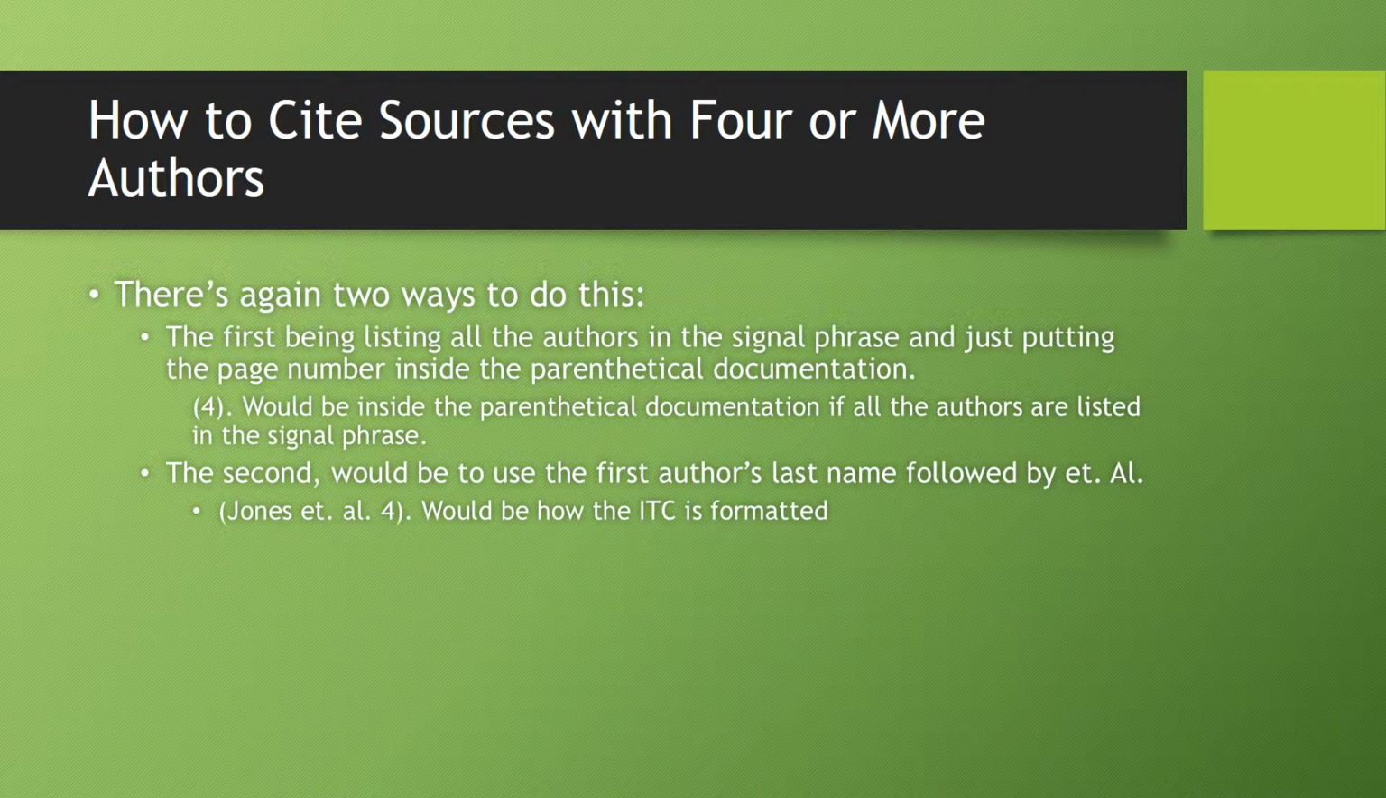How to cite sources with 4 or more authors. There's again 2 ways to do this. List all the authors out in the signal phrase before the borrowed information, and then just use the page number that this information was borrowed on. And the second way to do this is inside the actual parenthetical documentation. For instance, here, the first author is Jones. So you would use Jones, et al., and then 4 would be the page number that this information has been borrowed from.